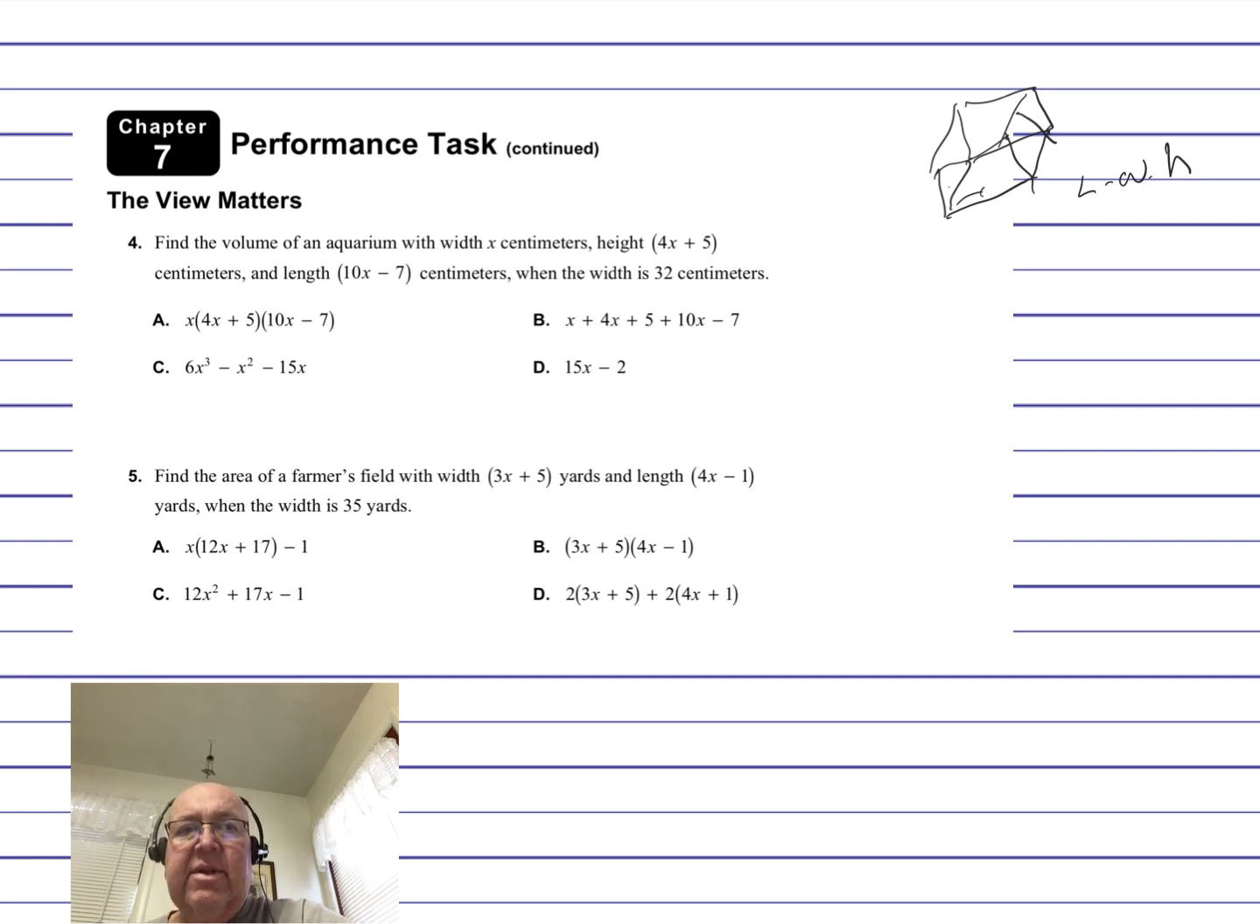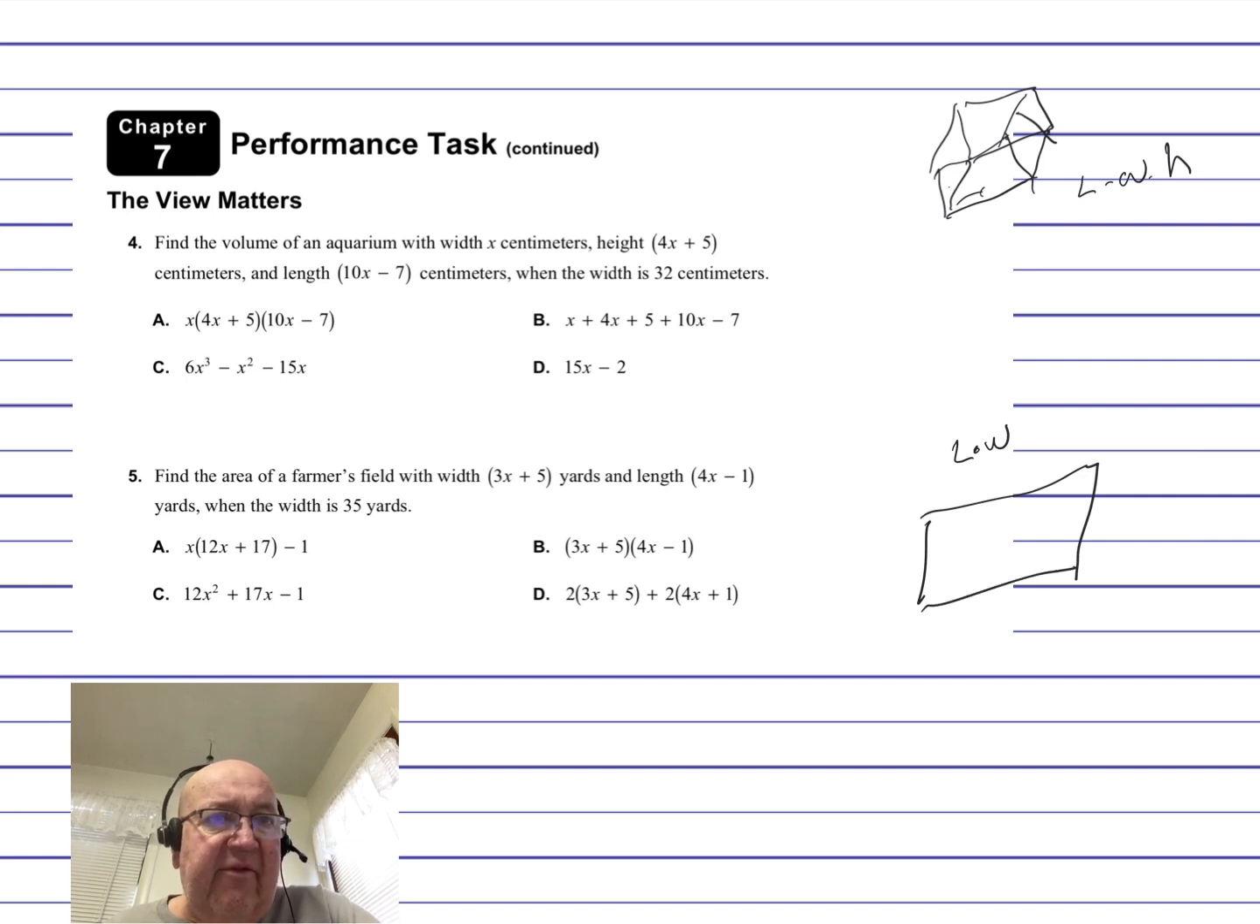Number 5, we're looking at area. So just like in number 2, where we were looking for perimeter, remember, the area of a rectangle is going to be length times width. So again, you need to find the formula or the equation that's going to give you 3x plus 5 times 4x minus 1 when x is 35.